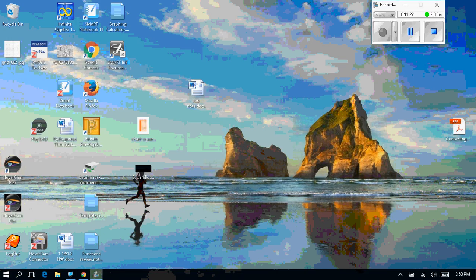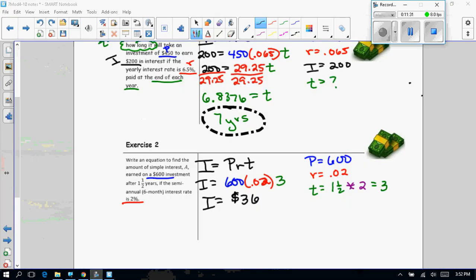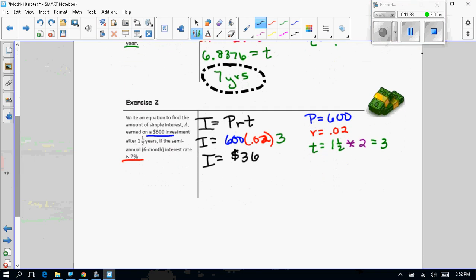Oop. Oh, did you see that? Hang on a minute. Okay, I think I saved it, you guys. Yeah, it disappeared on me there for a second. Oh, man. So I ended up with interest of $36.